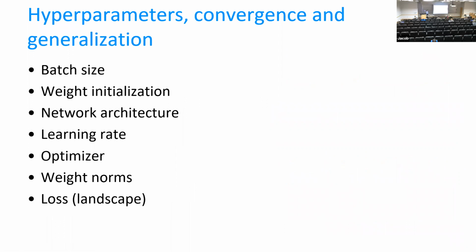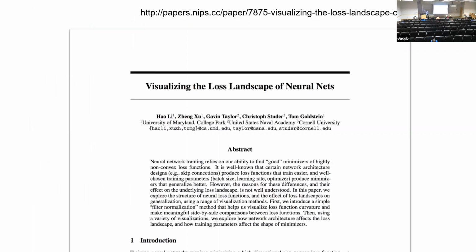So we've gone over a lot of things that can affect how well our networks are optimized and how well they generalize. We've talked about changing batch sizes, changing our initialization of our weights, what kind of neural network topology or architecture we're using, learning rates, what types of optimizers, weight norms, and other types of regularization. And so today we're going to be looking at a paper that tries to open up what the actual effect of each of those things is on the landscape of our loss.